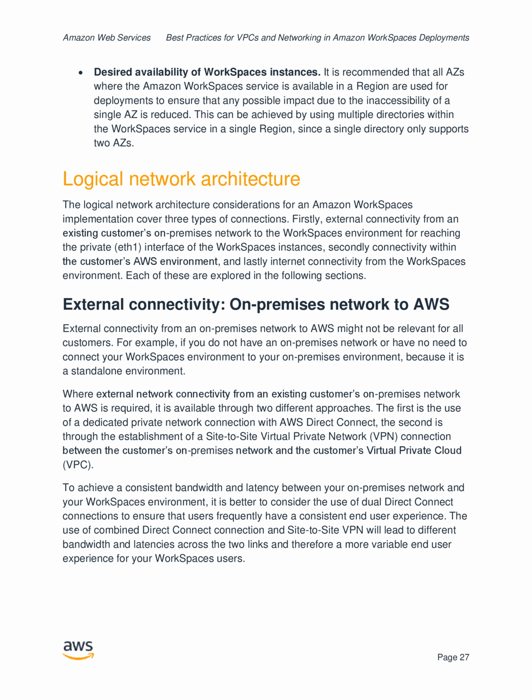To achieve a consistent bandwidth and latency between your on-premises network and your WorkSpaces environment, it is better to consider the use of dual Direct Connect connections to ensure that users frequently have a consistent end-user experience. The use of combined Direct Connect connection and site-to-site VPN will lead to different bandwidth and latencies across the two links and therefore a more variable end-user experience for your WorkSpaces users.